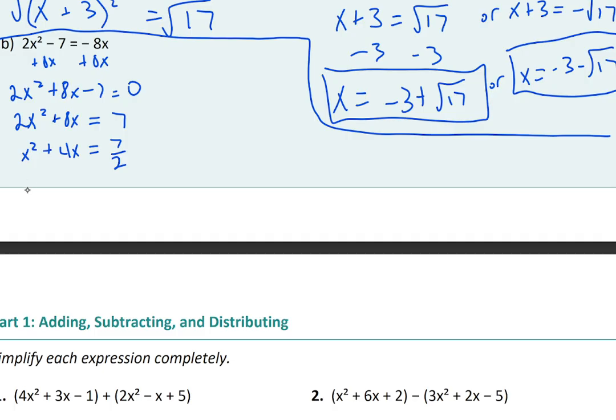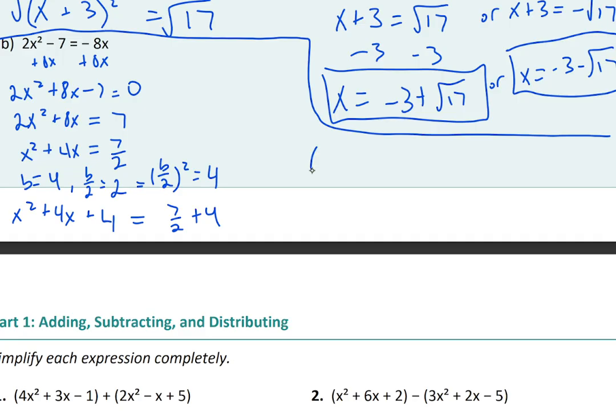Now we can complete this square. This is of the form where I have my a equal to 1 here. There's no coefficient in front of my x squared, and I have all of my x terms on the left, non-x terms on the right. So what is my b value? Well, it's 4, so my b over 2 is 2. And so that b over 2 squared term I'm looking to add is 4, since 2 squared is 4. So this becomes x squared plus 4x plus 4 equals 7 over 2 plus 4.